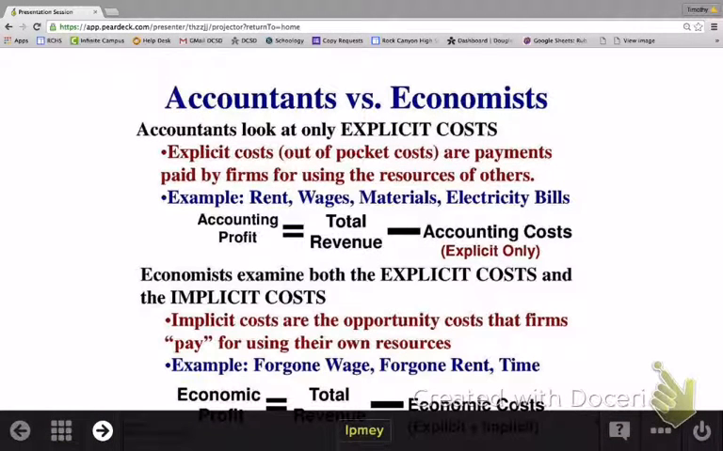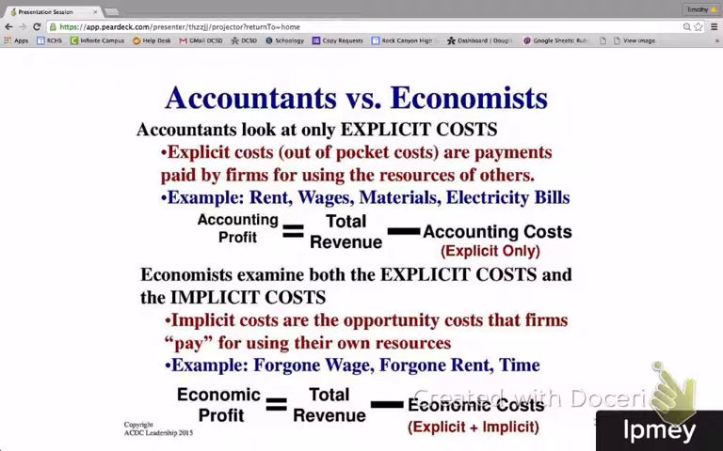So how would they do this? Okay, well, accountants versus economists. Here's another way of looking at it. Accountants look at only explicit costs. They're out of pocket. They're paid by firms for using the resources of others, and we've discussed some of these examples. So it's total revenue minus explicit costs only, and things like rent, wages, materials, electricity bills, and things like that. Economists look at both explicit and implicit costs, and implicit costs are the opportunity costs that firms pay, in quotes, for using their own resources.